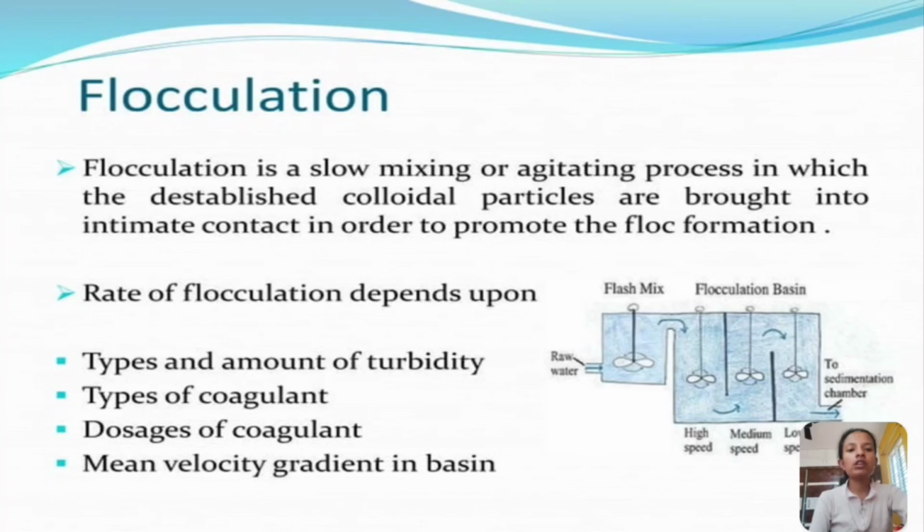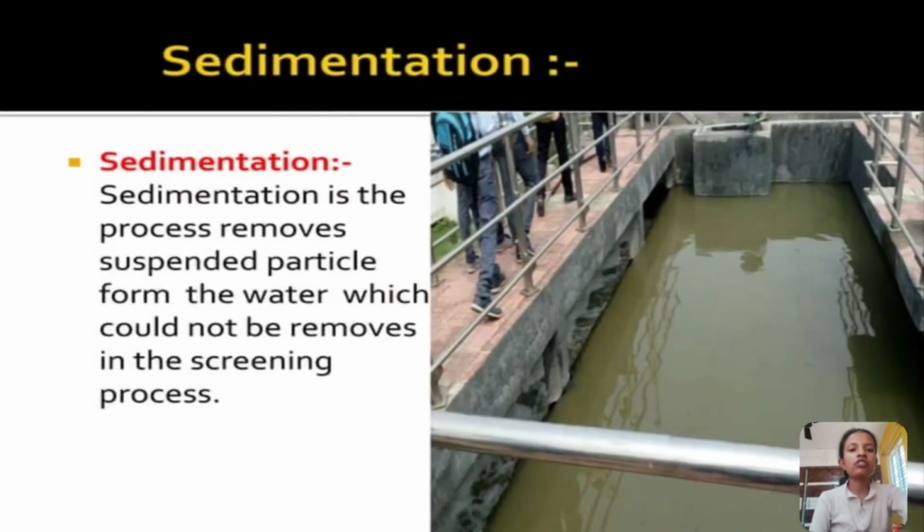Flocculation. Flocculation is a slow mixing or agitating process in which the established colloidal particles are brought into intimate contact in order to promote the floc formation. Rate of flocculation depends upon type and amount of turbidity, types of coagulant, dosages of coagulant, mean velocity gradient in basin. Sedimentation. Sedimentation is the process removes suspended particles from the water which could not be removed in the screening process.